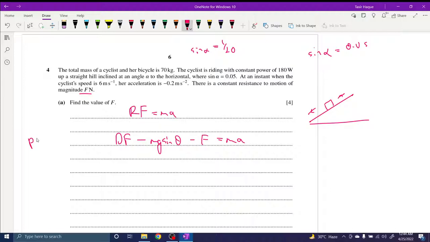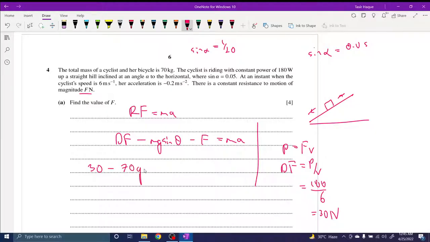We know that P is equal to Fv, so the driving force is equal to power by velocity. That's actually equal to 180 divided by 6 at the instant when it's 6. So the driving force is 30 newtons. So 30 minus 70 g sin alpha, which is 0.05, right? Minus F is equal to 70 into minus 0.2.